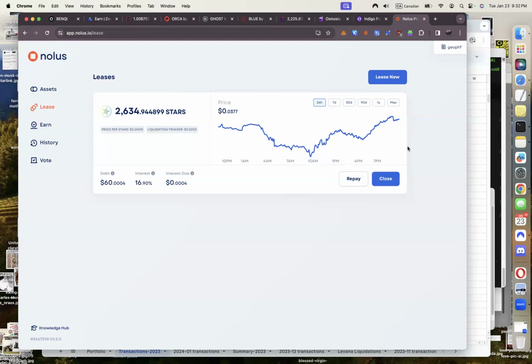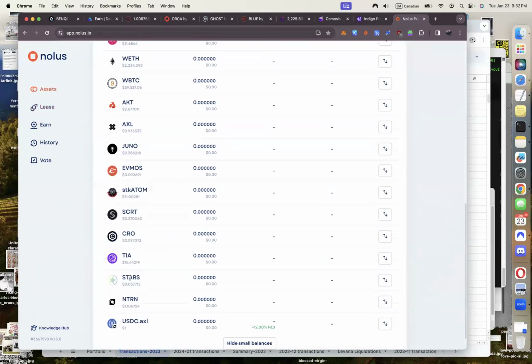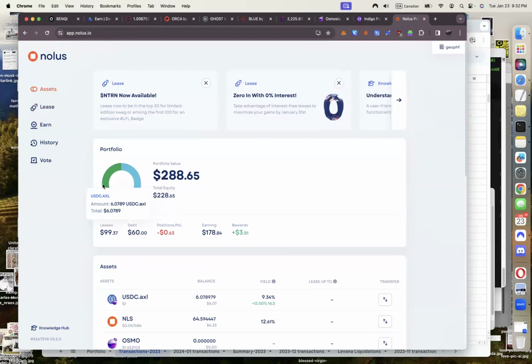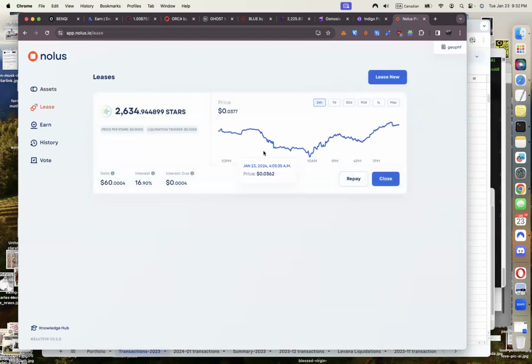Okay, so again, I don't have the stars in hand, so they're not assets that I hold in my hand. It's a lease contract. And with the contract, if I want to get those stars, I repay that $60.004 to get those stars. Or if I say, no, this isn't working out for me, I can close the contract and get some of my money, all of my money plus a little bit extra.